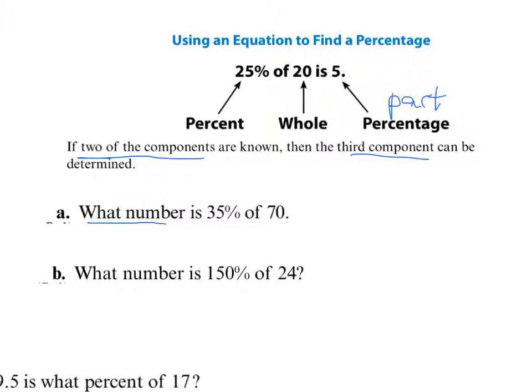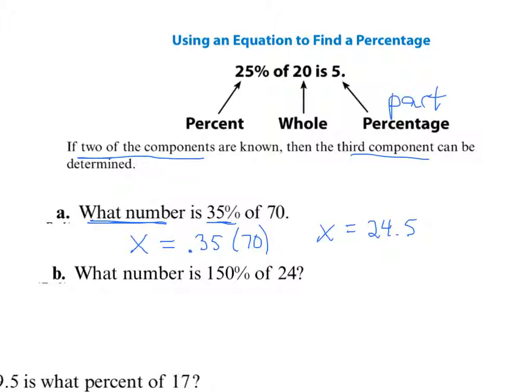So what number, so whenever you see that, that's your x or your n, is, that means equals, 35% of 70. Now when you write your percent, you need to write it as a decimal. So 0.35, that means of, so we're going to multiply times 70. And when you multiply that on your calculator, you should get x is equal to 24.5. So try that on your calculator and see if you get the same answer.